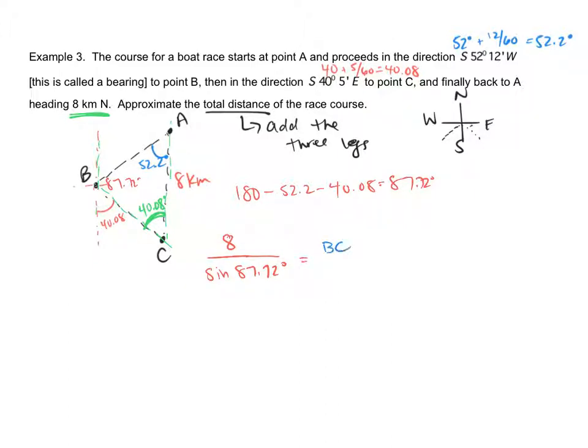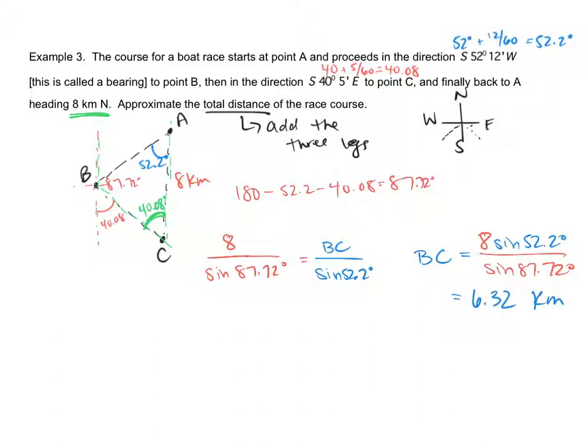So that is the length of side BC on the top divided by the sine of 52.2 degrees, which when I cross multiply and solve for BC, I get that it is equal to 8 times the sine of 52.2 degrees divided by the sine of 87.72 degrees. When I put that into my calculator, I get that that side's length is 6.32, can't forget our units, kilometers.